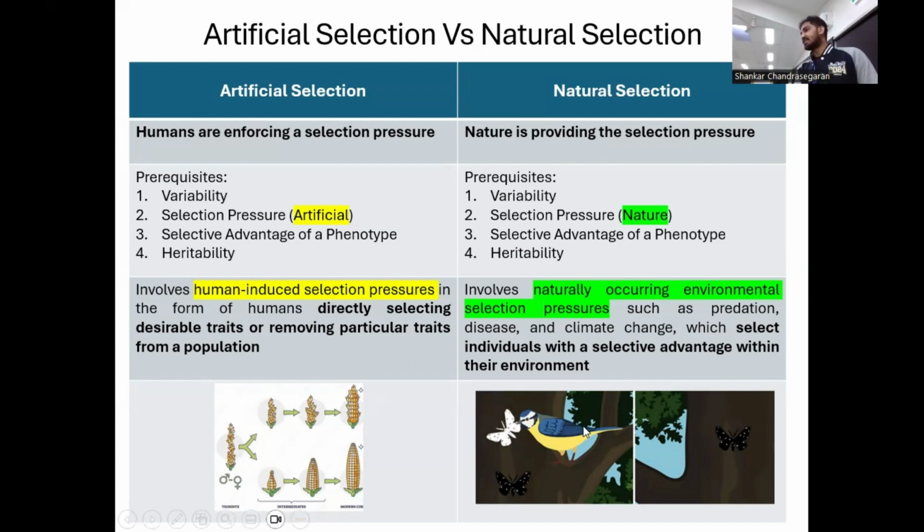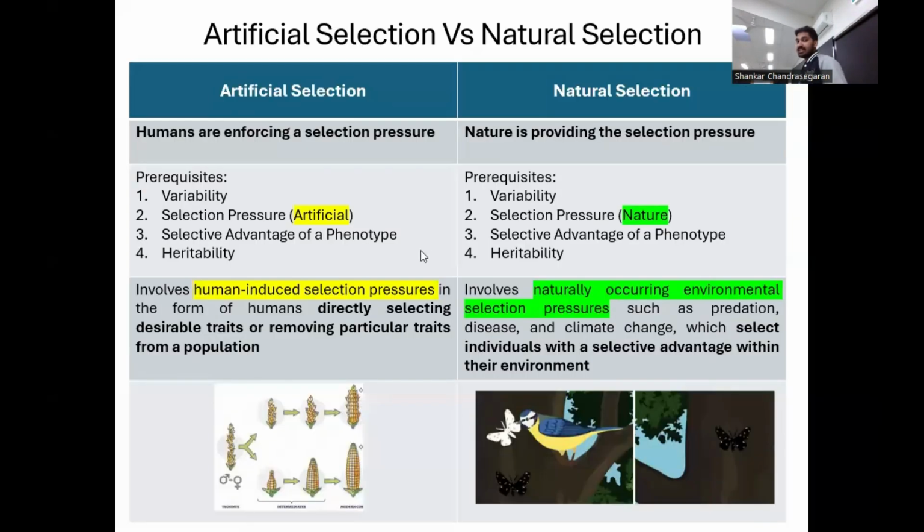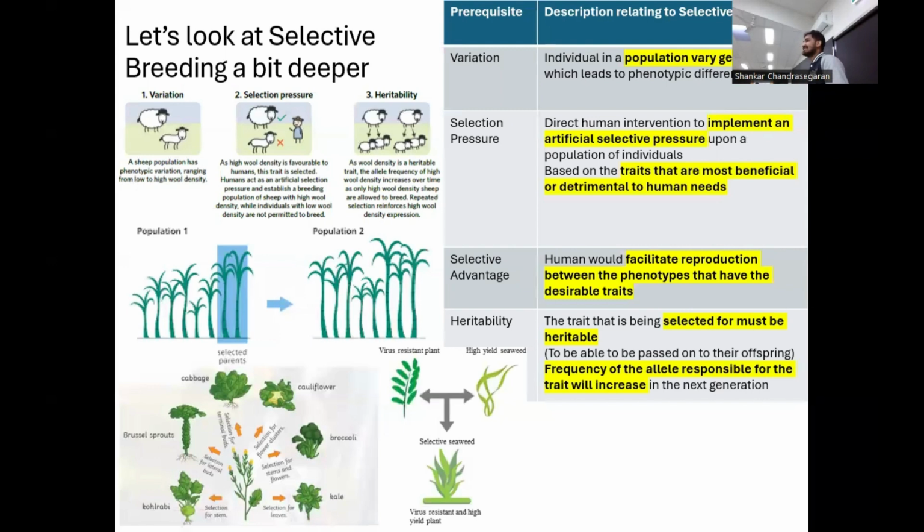With natural selection, you can see it here. We've got two types of butterflies. Obviously, the one that is more visible is going to have a disadvantageous phenotype, and the one that can blend in has an advantageous phenotype. So the selection pressure is the predator, and the advantageous phenotype is the ability to camouflage. The one with the advantageous phenotype will have a higher fitness and be able to pass on those advantageous phenotypes. So let's look at selective breeding specifically a bit deeper in terms of those four prerequisites, right?